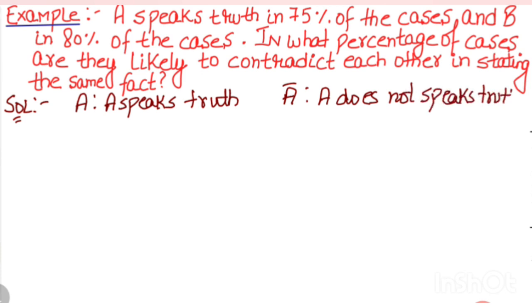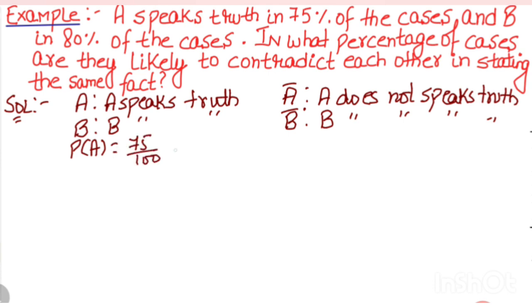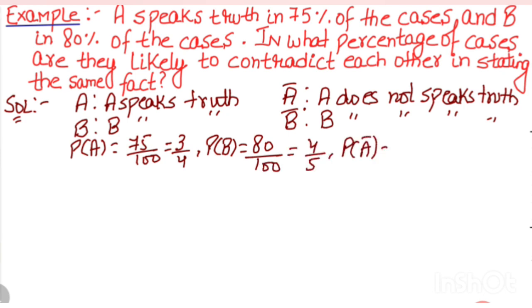Then take event B as B speaks truth. So event B bar will be B does not speak truth. Now probability of A is 75%, that is 75 by 100, or 3 by 4. Similarly, probability of B equals 80 by 100 equals 4 by 5. Now probability of A bar equals 1 minus 3 by 4, that is 1 by 4. And probability of B bar is 1 minus 4 by 5, that is 1 by 5.